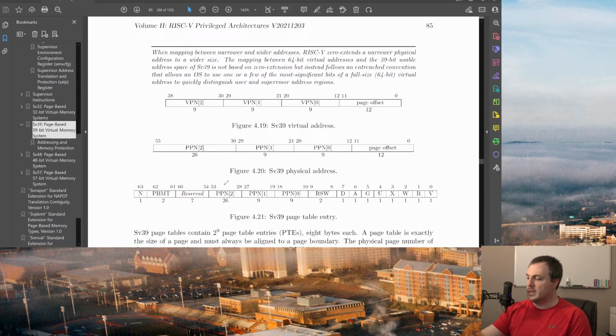So once again, what's going to happen is PPN 2 is going to be moved into this location. PPN 1 is going to be moved into this location. PPN 0 is going to be moved into this location. So now I've got that 3 field. But now what we have to do is calculate the last 12 bits.